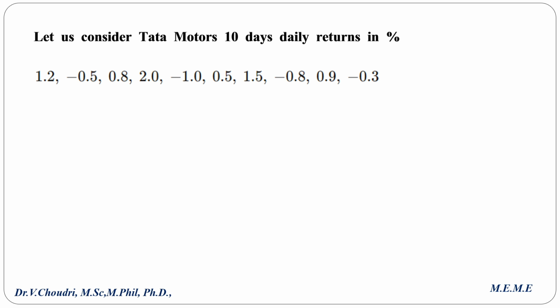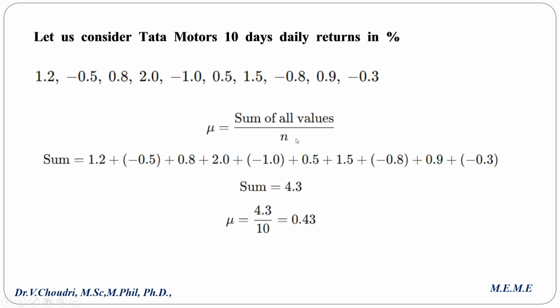First, I am finding the average: the sum of all the values divided by the total number of values. Adding 1.2, 2, minus 0.3, I am getting 4.3. The total number of days is 10. So what is the average? The mean is 0.43. The mean itself comes out positive, so this data may be good for keeping Tata Motors in our portfolio.